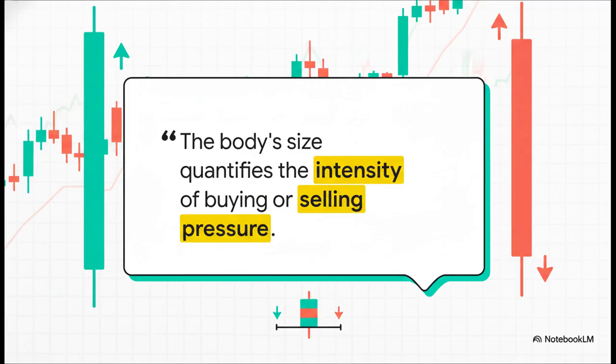Now, here's where it gets even more interesting. The size of that body, it really matters. A big, long green body, that's some strong, confident buying right there. A long red body shows intense selling pressure. And what about a tiny little body? Well, that often suggests indecision, a real tug of war where neither side could win.